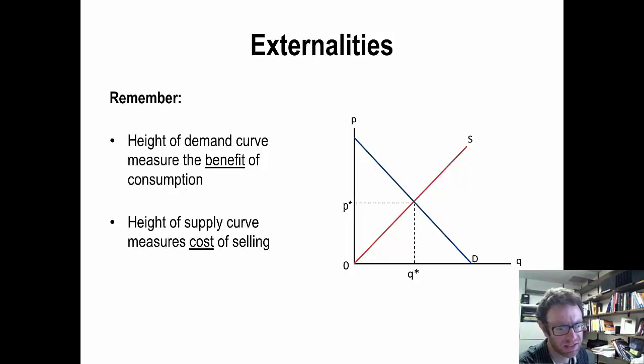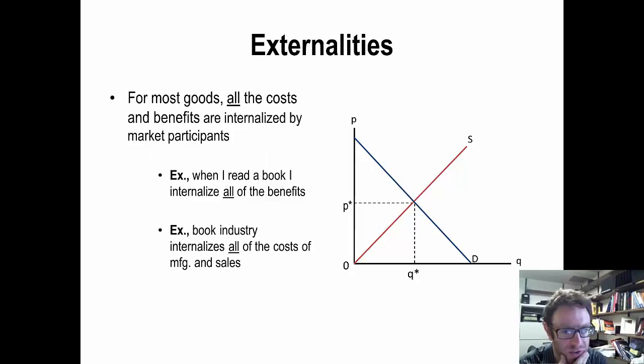In a standard market situation, it's important to remember that the height of the demand curve measures the benefit on the margin of consuming some sort of commodity, whereas the height of the supply curve measures the opportunity cost at the margin of bringing any sort of commodity to market. And for most goods, and really up to this point in our lecture, we've been thinking of the supply and demand curves as really capturing all of the costs and all of the benefits of a market transaction.